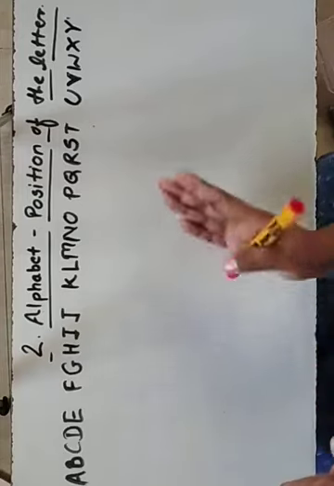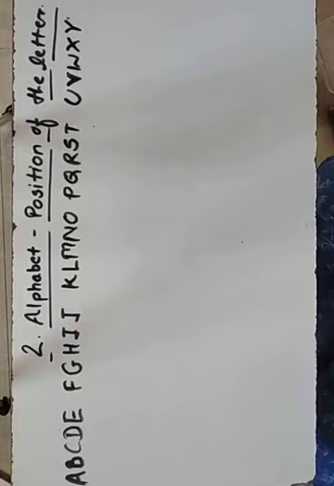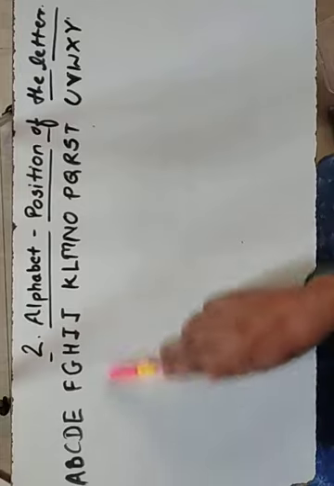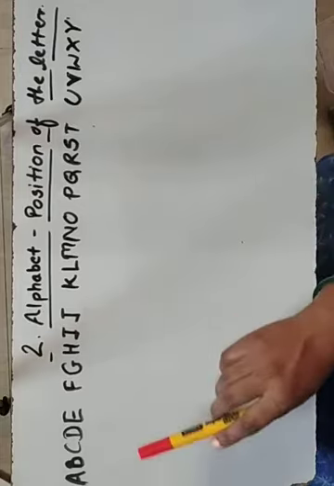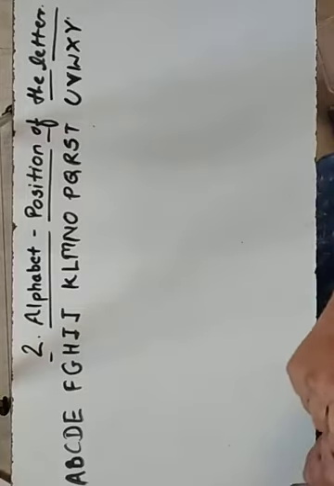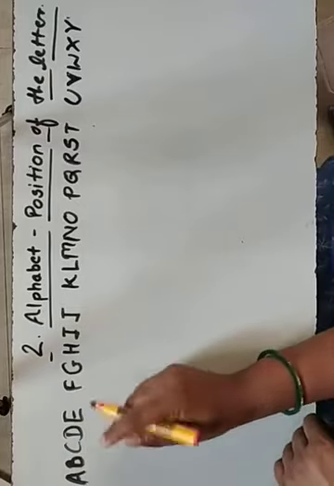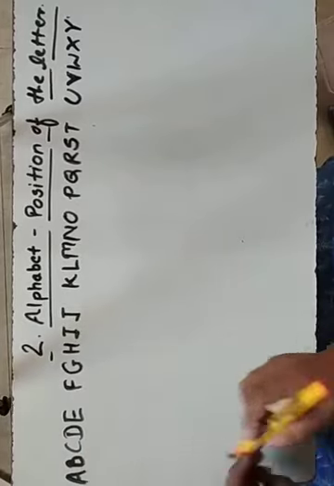Whenever this type of question on alphabet positions of the letter comes, at that time we have to write the alphabet on paper also. On the paper, this type of alphabet positions are given. So how are these positions? We have to write these alphabets in groups of 5.